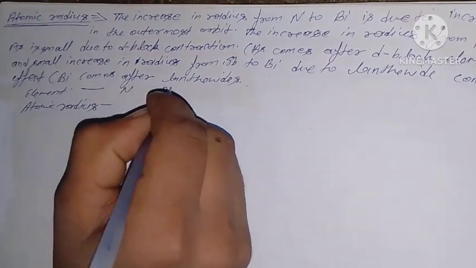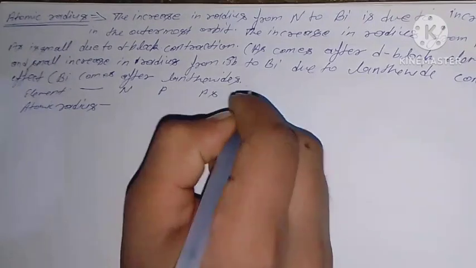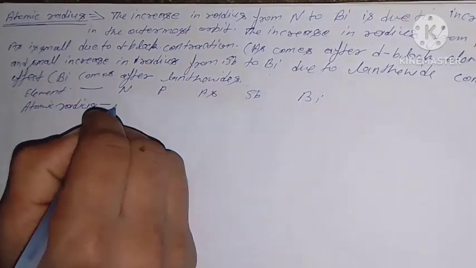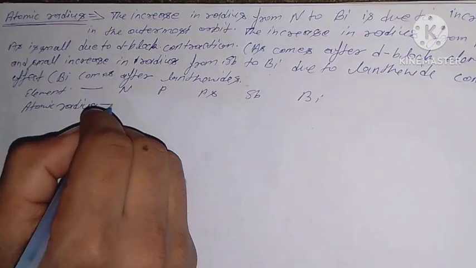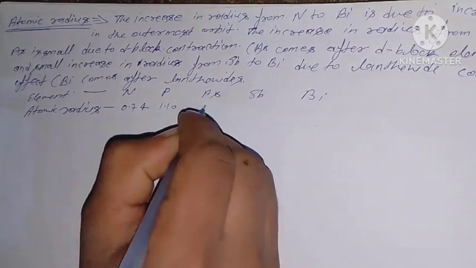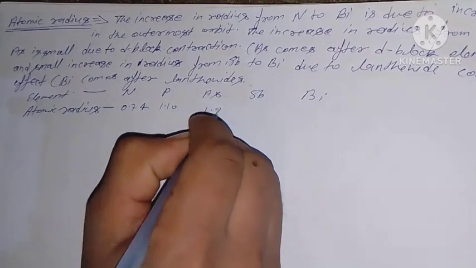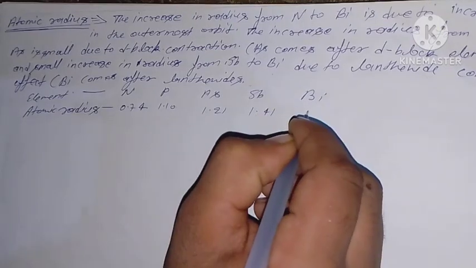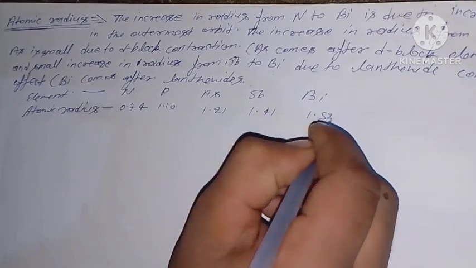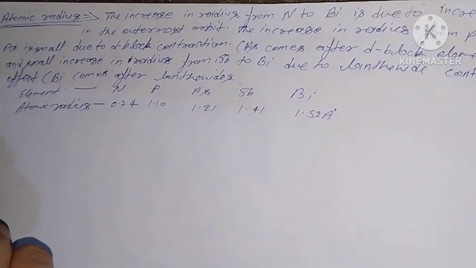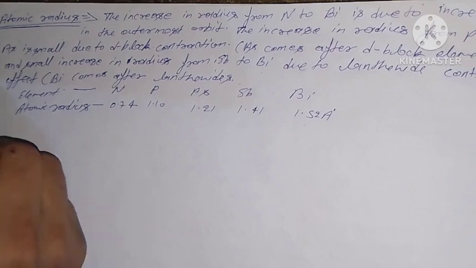Element atomic radius. Nitrogen, phosphorus, arsenic, antimony, bismuth. The atomic radius of nitrogen is 0.74, phosphorus is 1.10, arsenic is 1.21, antimony is 1.41, and bismuth is 1.52 angstrom. Okay.